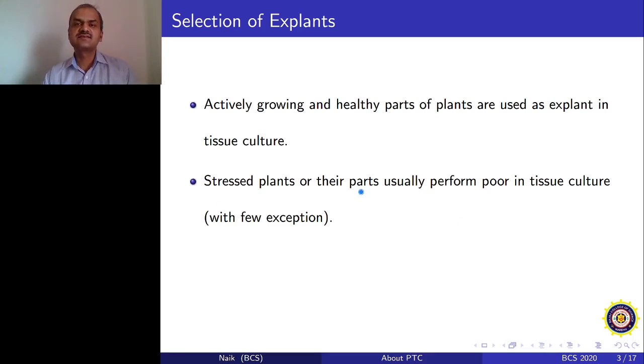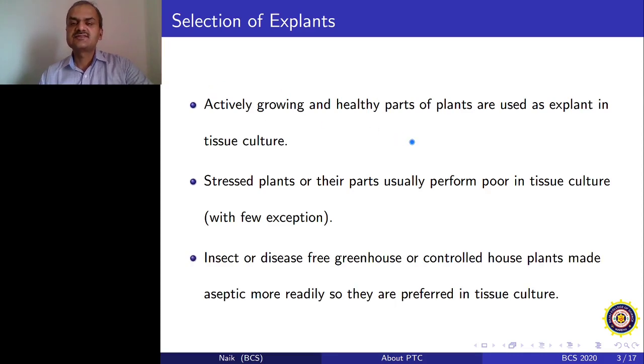Generally, in some cases, in order to induce one particular morphogenetic response, some explants are kept under continuous light, or they are given a pre-chill treatment. That kind of pre-chill treatment is a stress treatment to some of the tissues, but that sometimes depends upon what kind of goal you want to achieve. For example, in somatic embryogenesis, sometimes they use certain stressed tissues as a source of explant. But in most cases of plant tissue culture, you have to make sure that whatever explant you are using is from actively growing and healthy parts.